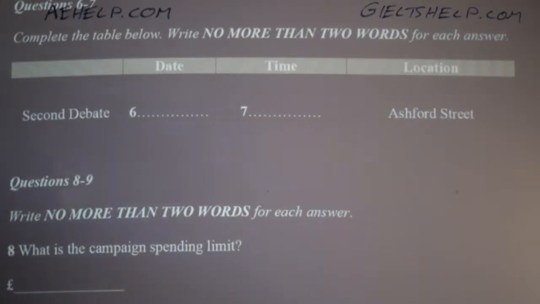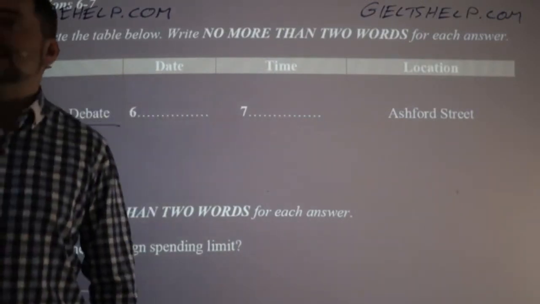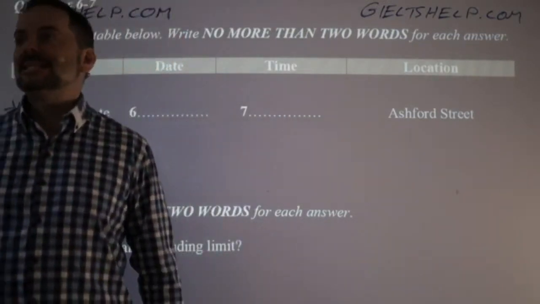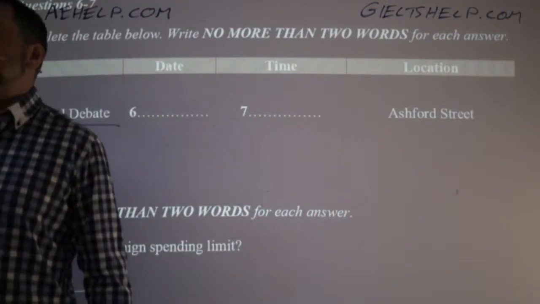I think the administrator says there are three debates. Here we're talking only about the second debate. So what is the date of the second debate? So second debate, when does this happen? Okay. When is the second debate?